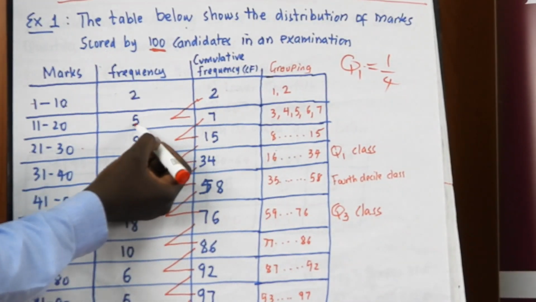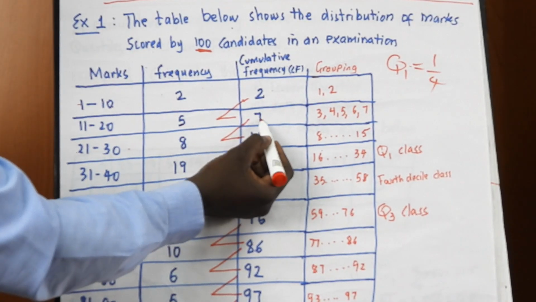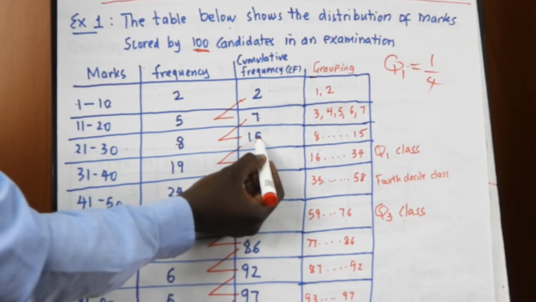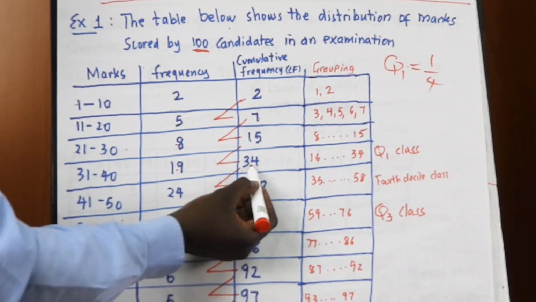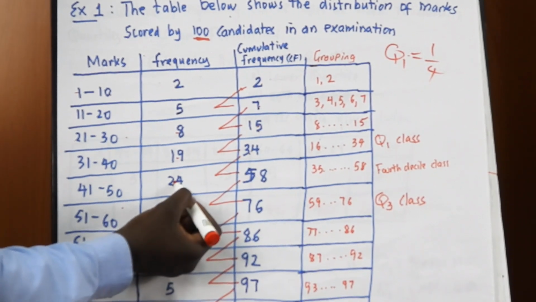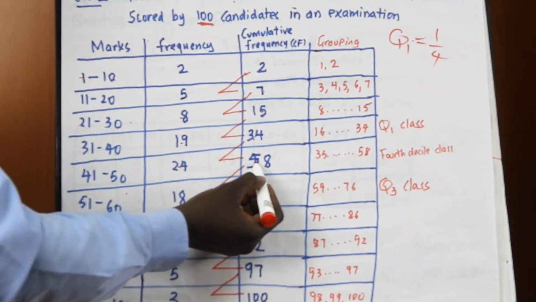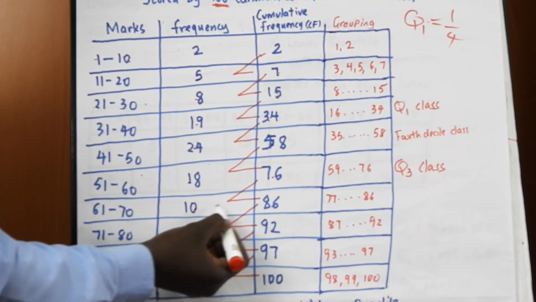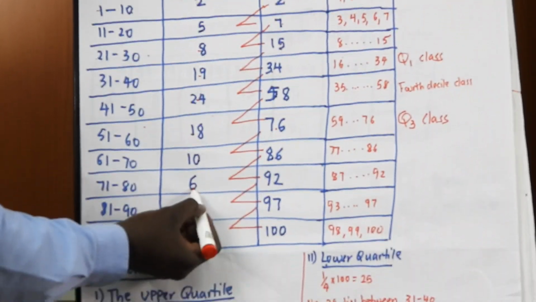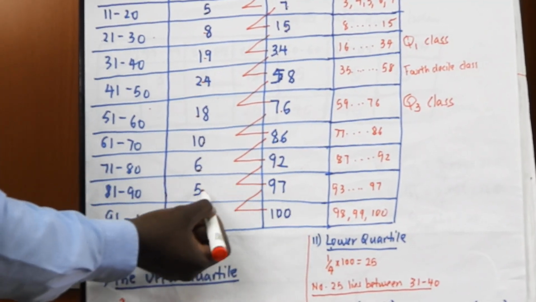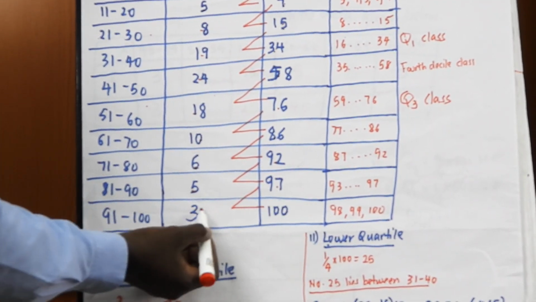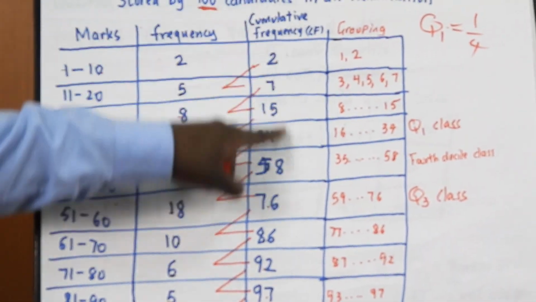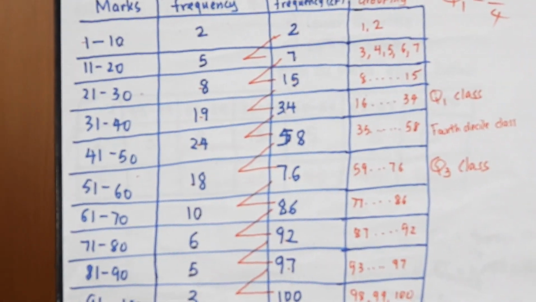Then we do 2 plus 5. That is how we get 7. Then 7 plus 8. That is how we get 15. 15 plus 19. That's how we get 34. 34 plus 24. So we get 58. 58 plus 18, 76. 76 plus 10, 86. 86 plus 6, 92. 92 plus 5, 97. 97 plus 3, 100. So the arrows indicate how to obtain the cumulative frequency.